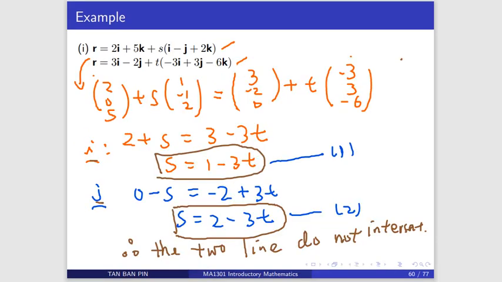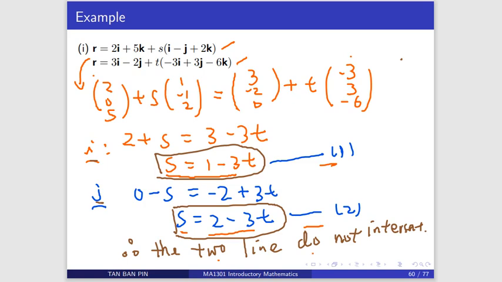And if you look back to part 1, the two lines do not intersect because the equations are not consistent. s equal to 1 minus 3t for equation 1, and s equal to 2 minus 3t for equation 2. So because the two equations are not consistent, the two lines do not intersect.